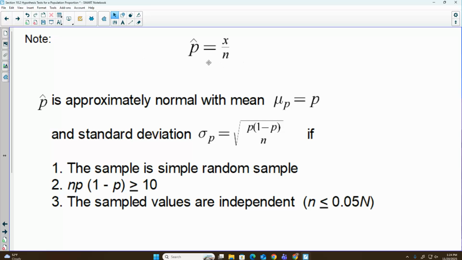Remember, p hat is x over n. The mean of that is p. Your standard deviation is the square root of p times 1 minus p over n.